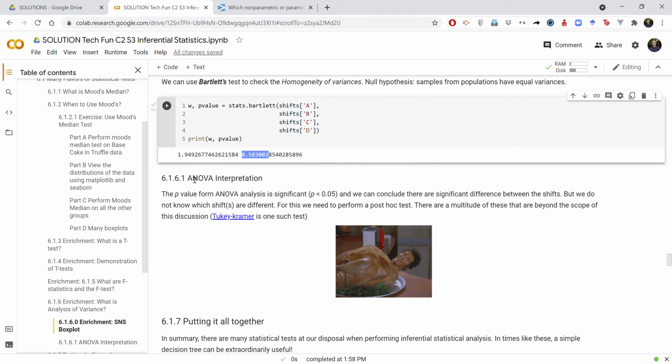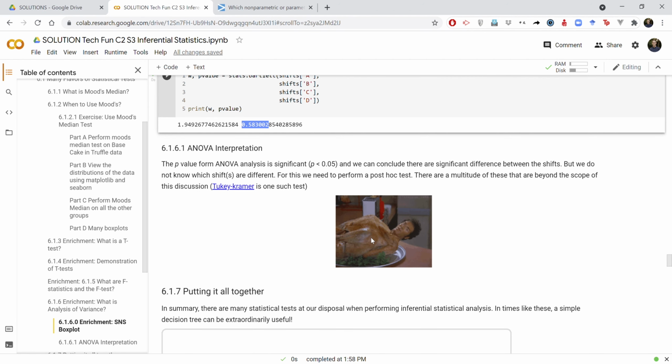ANOVA interpretation. The p-value from ANOVA analysis is significant, less than 0.05, and we can conclude that there are significant differences between the shifts. But we do not know which shifts are different. For this, we would need to perform a post hoc test. There are a multitude of these that are beyond the scope of this discussion. Tukey-Kramer is one such test, not to be confused with Turkey-Kramer.